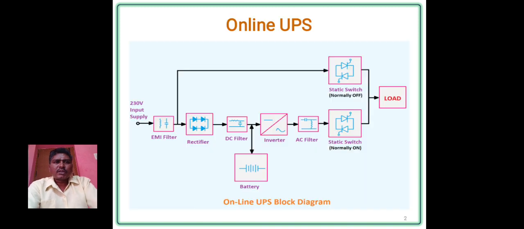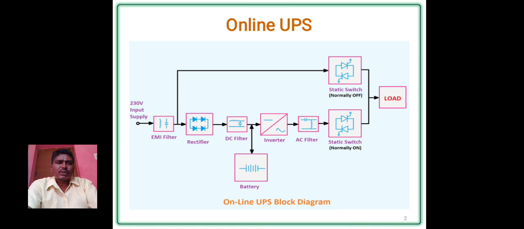So this is the block diagram of online UPS. There are two UPS types we are going to discuss in this video. One is offline UPS and the next one is online UPS. First we will discuss online UPS. If you see this block diagram, that is the online UPS block diagram. Totally 9 blocks are there, starting from the EMI filter to the load.